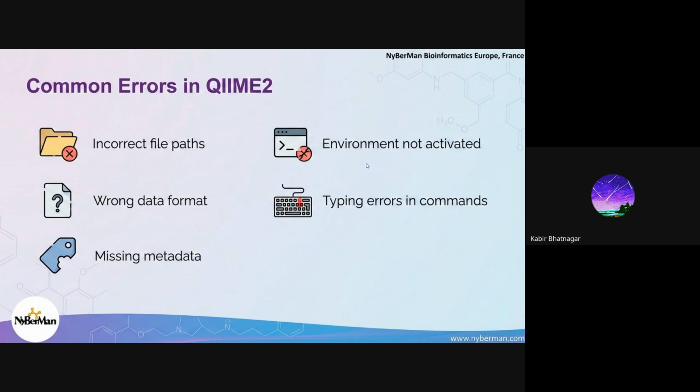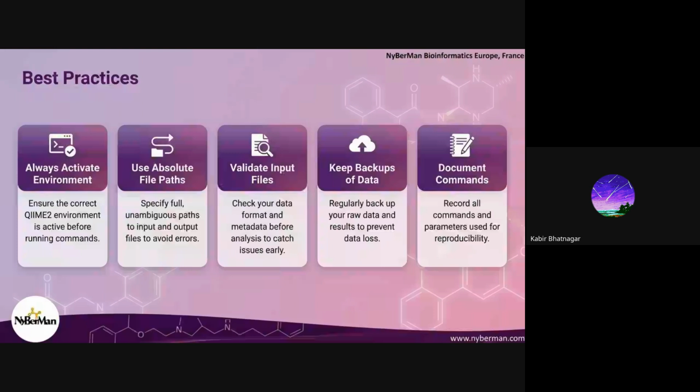Then environment not activated, in which case the QIIME command won't be found. And then typing errors in commands, which are the most common, and we need to give them more consideration, because typos always happen. We tend to figure this out at the very later parts, when the entire pipeline is done and we are already exhausted, wondering what is happening and why it is not working. Then we look into the command and see, oh, we just wrote I instead of A. That's a very lame error that happens at the end, but it's still a very important one.